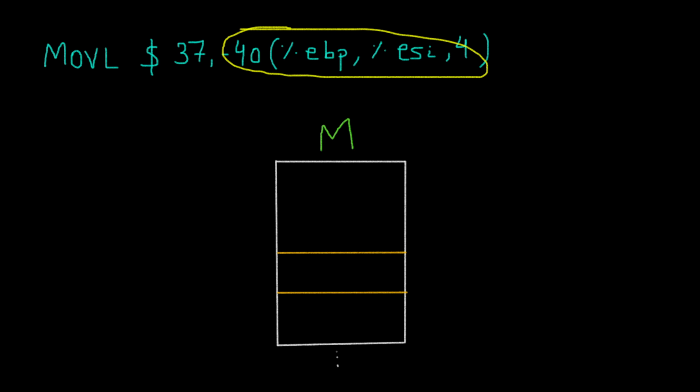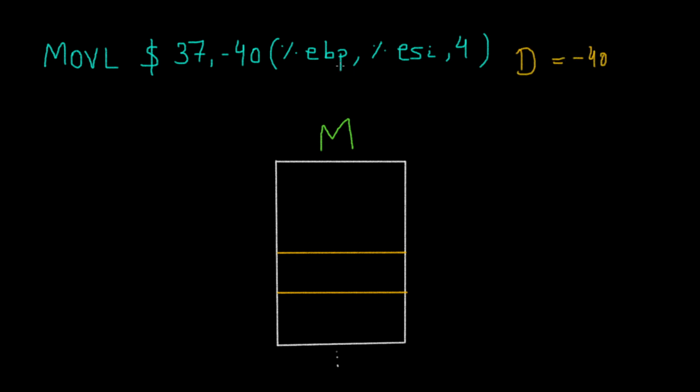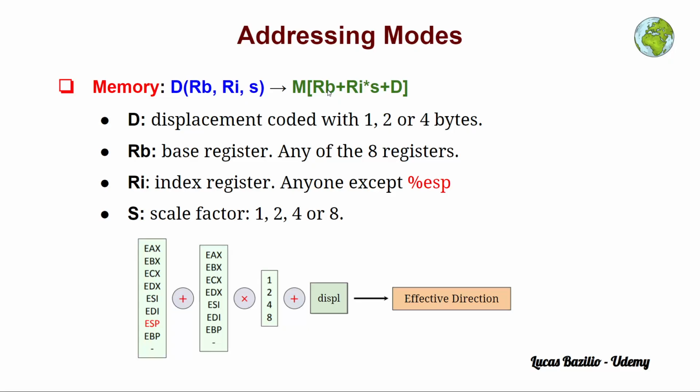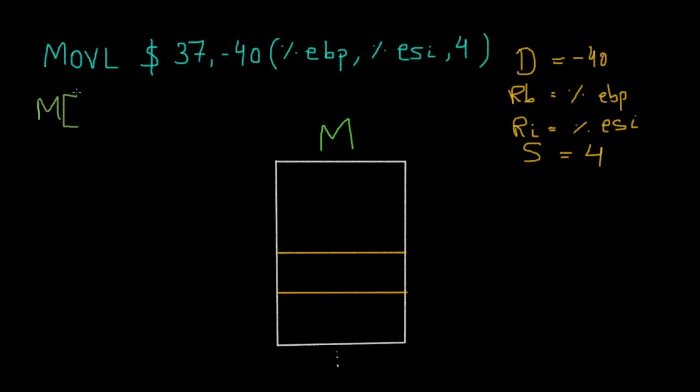Remember, if we follow the addressing mode lesson that we explained, here the displacement is minus 40, the base register is the register EBP, the index register is the register ESI, and finally the scale factor is 4. Once we have all the components from the previous lesson, we know that this is the position in memory that we are going to access. Hence, this position in memory is going to be the base register, so here we have EBP.